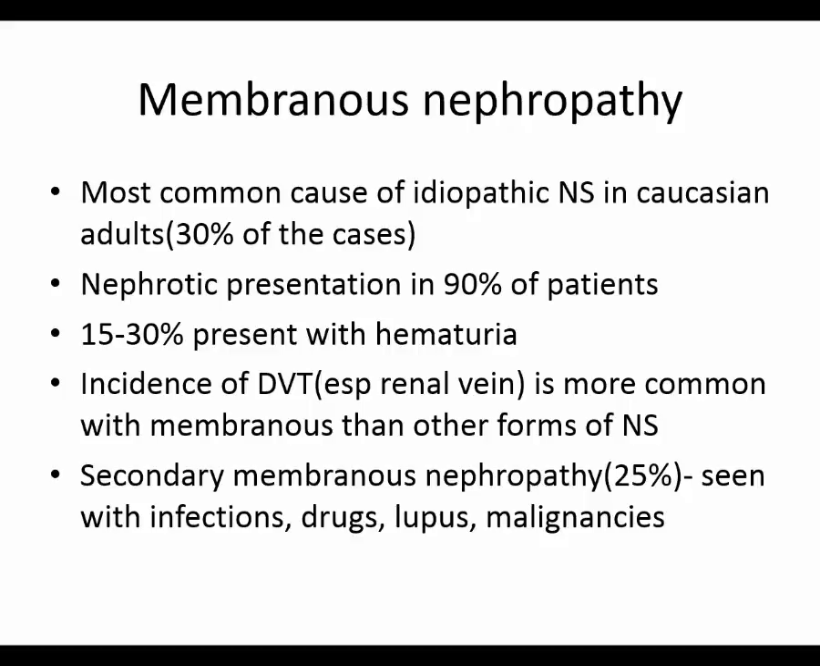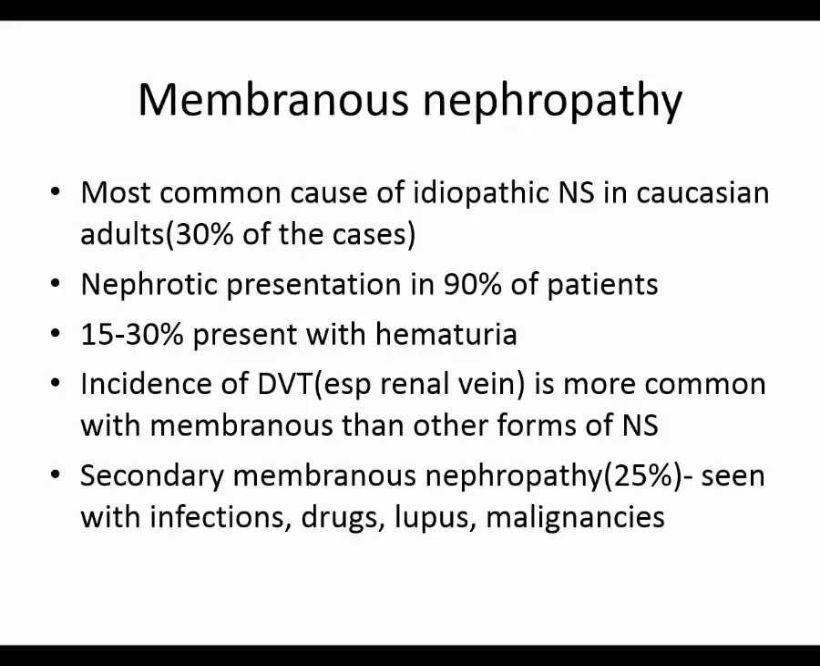Now, in the last 2 decades or so, with more renal biopsies coming up in the Hispanic and African American population, FSGS has caught up. So that is also another common biopsy diagnosis. But in Caucasian patients, this is still one of the most common in the United States. Nephrotic presentation in the majority of the cases.